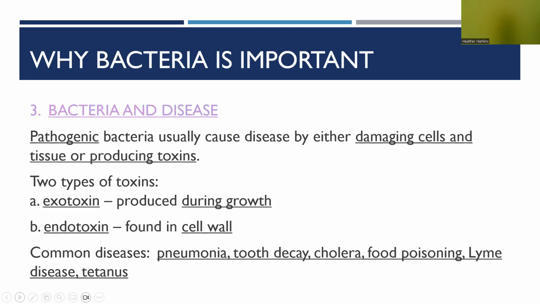And third, let's talk about bacteria and disease. Pathogenic bacteria usually cause disease by either damaging cells and tissue or producing toxins that hurt the body. There are 2 types of toxins: exotoxin, which is produced during growth, and endotoxin, which is found in the cell wall. Endo means inside, so found in the cell wall. And then by default, you'll be able to remember that exotoxin is the one that's during growth.